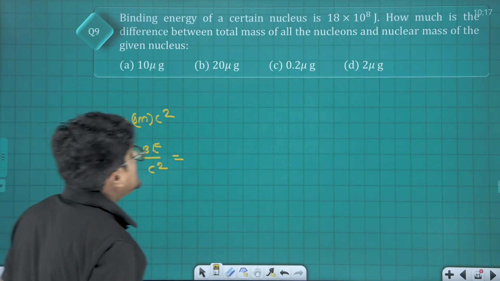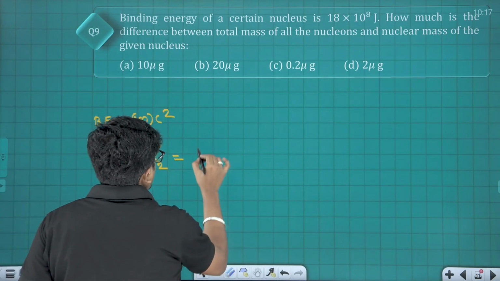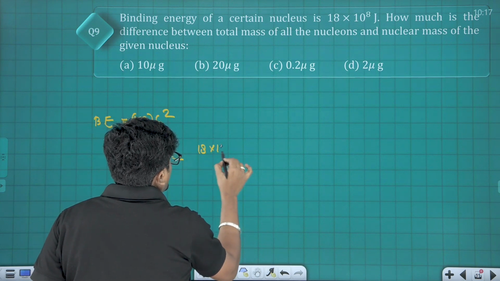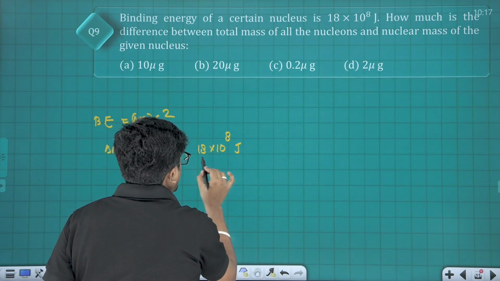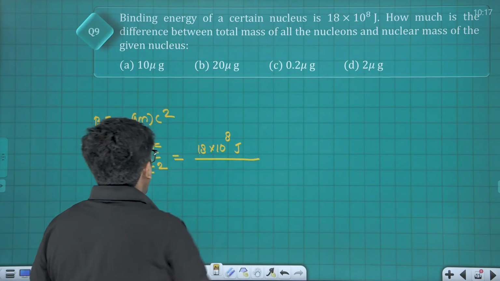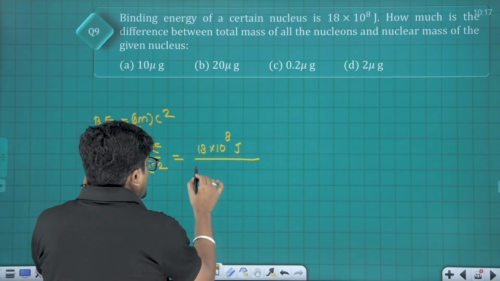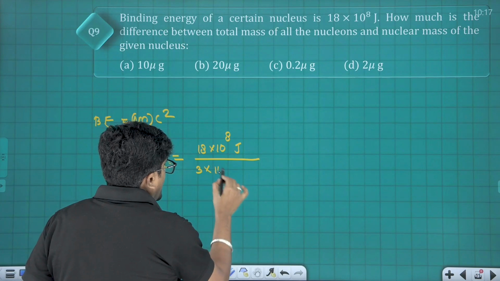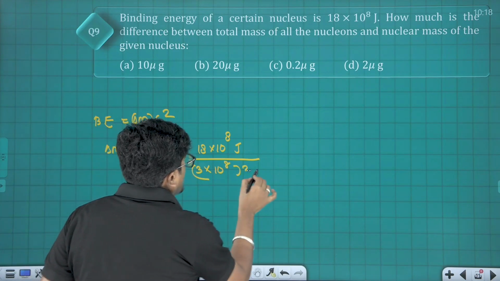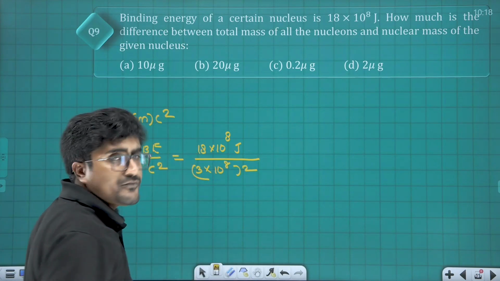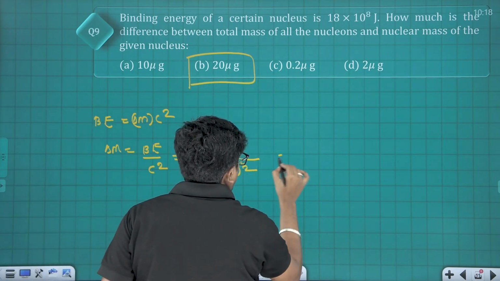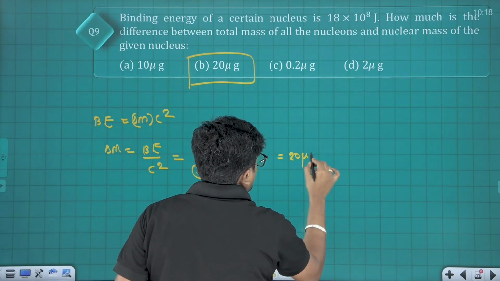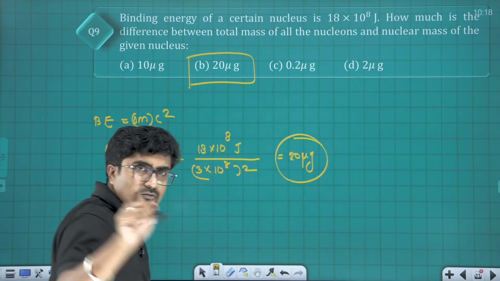And what is binding energy here? Binding energy is marked as 18 into 10 to the power 8 joule, all divided by the speed of light, that is 3 into 10 to the power 8, all square. So if you solve this, you will get it as 20 microgram. That will be the final answer.